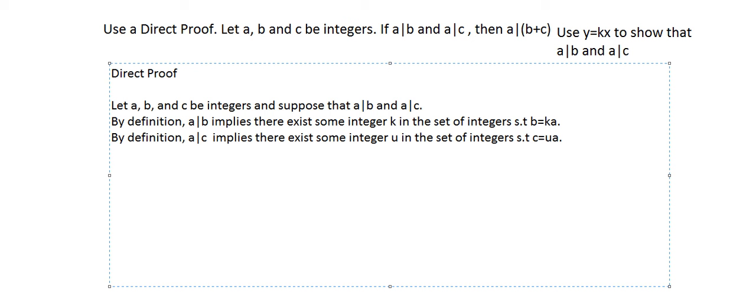So now we've stated both of our definitions. So now we can go ahead and say then, let's just focus on the b plus c part. So we can say b plus c is equal to, now we can plug in because we know that b is equal to ka, so we plug in ka plus, we know c is equal to ua, so ua.